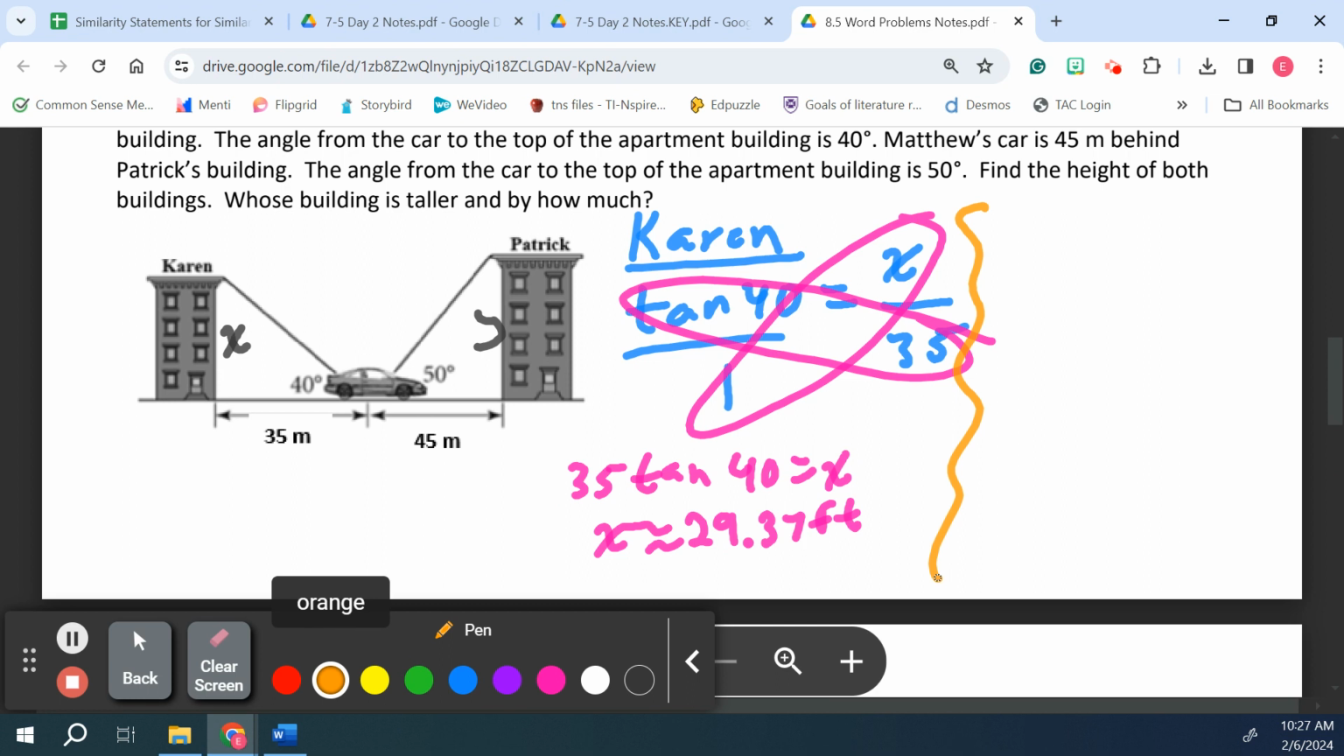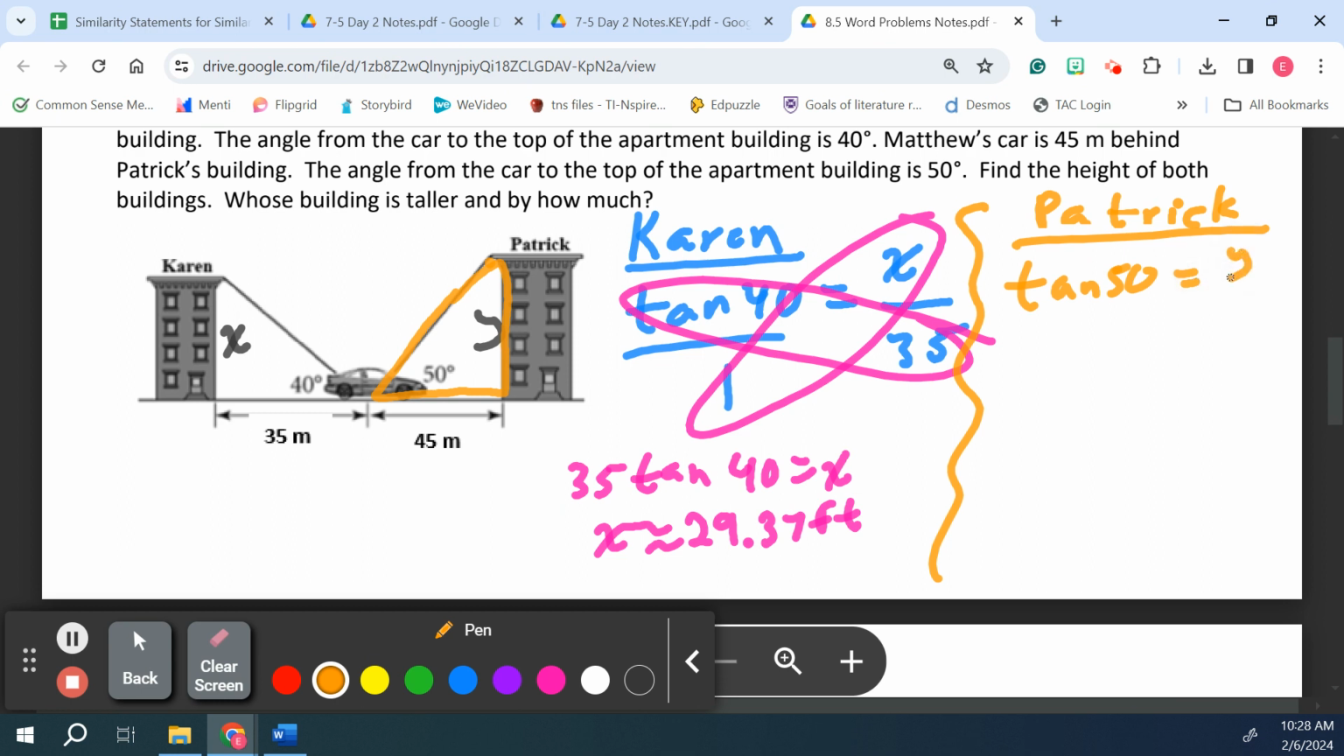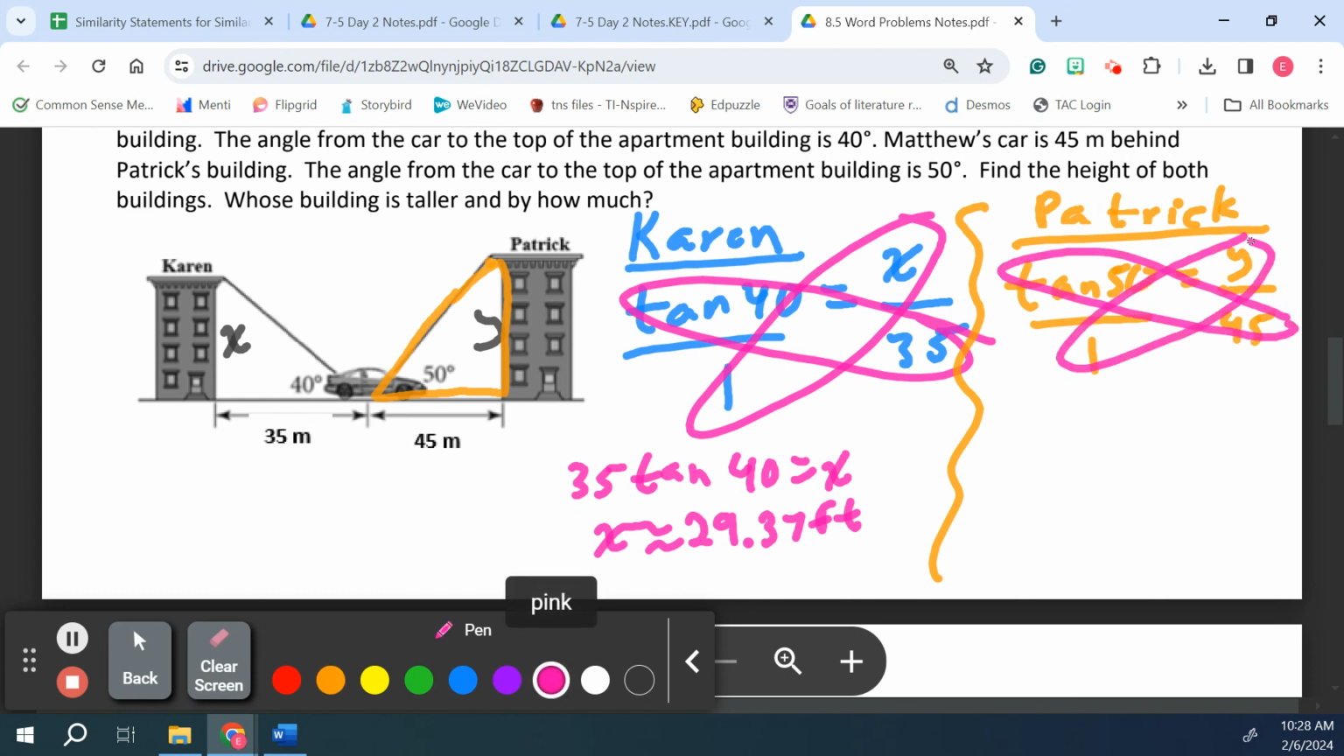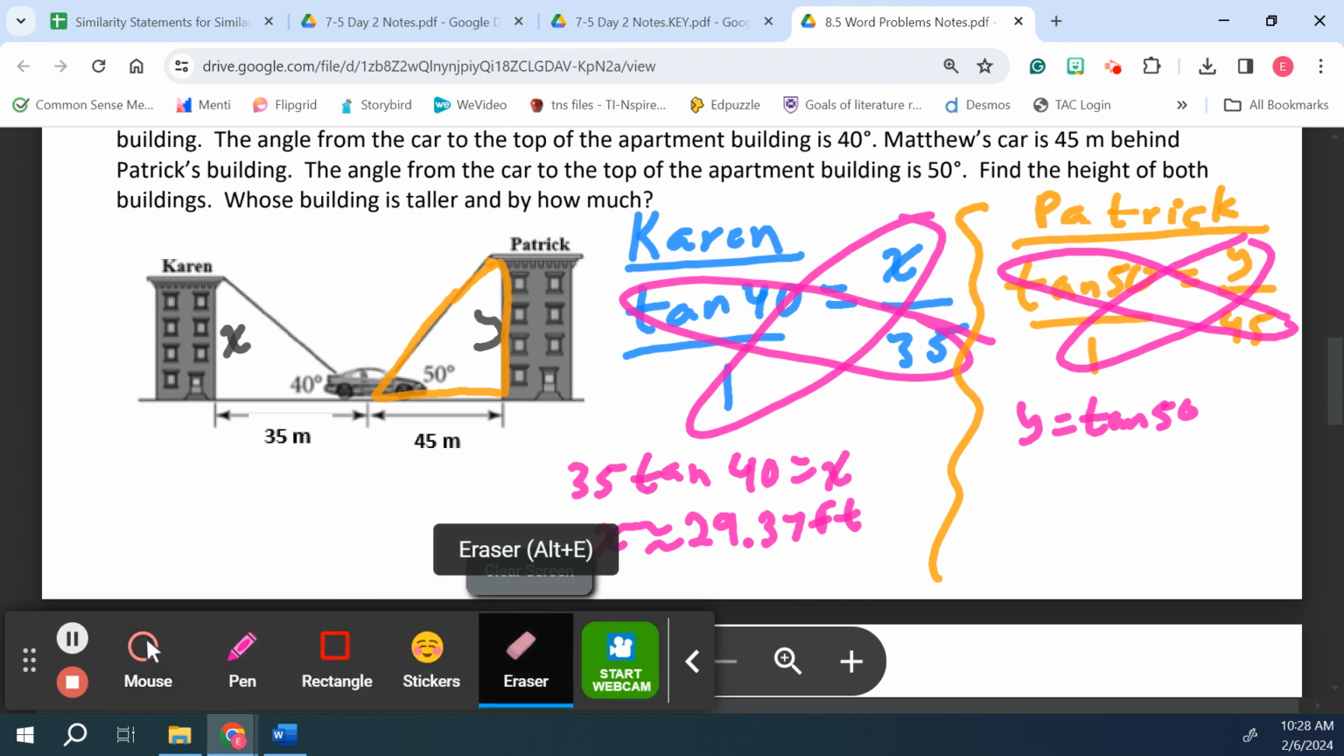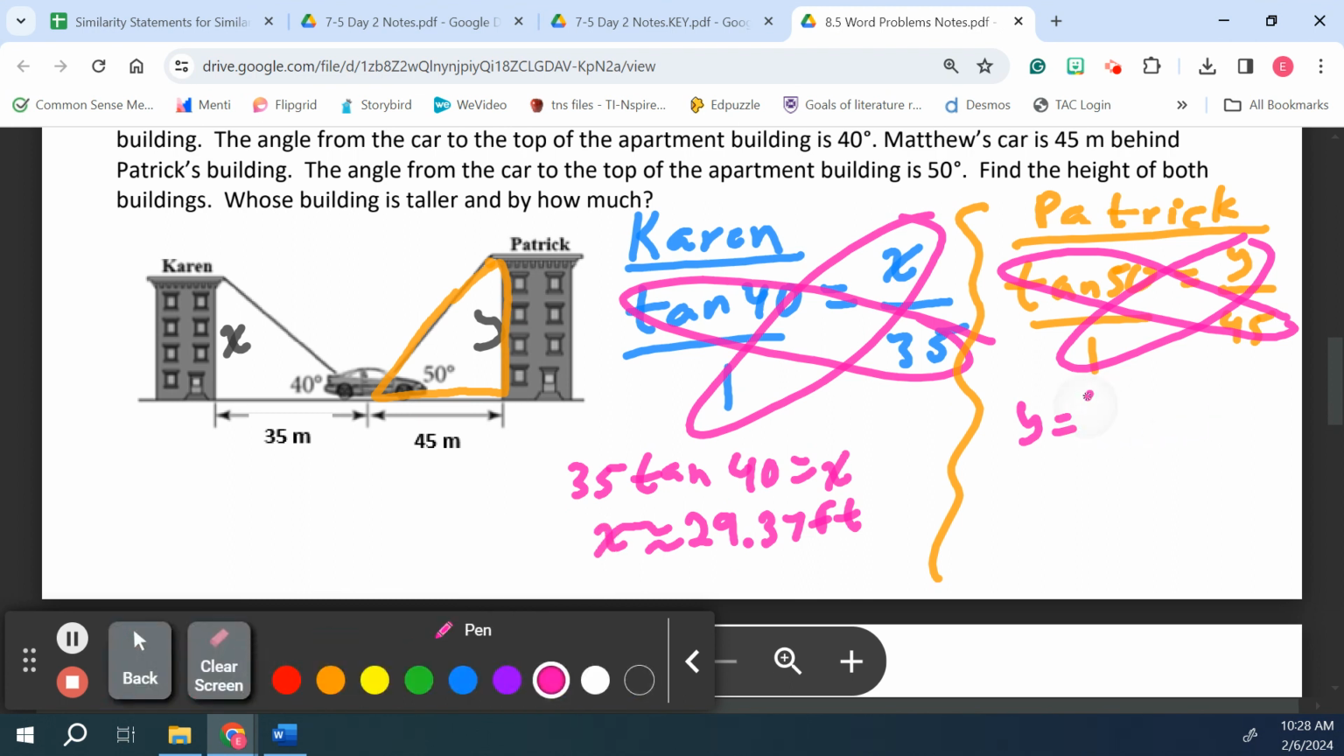Now, let's look at Patrick. All right, so again, I'm focusing in on this triangle right here. I have an opposite over an adjacent, which we already know is tangent, right? So this is going to be the tangent of 50 equals y over 45. I'm going to cross multiply. So y is equal to 45 tangent of 50.